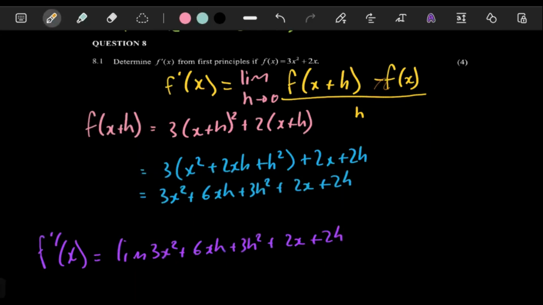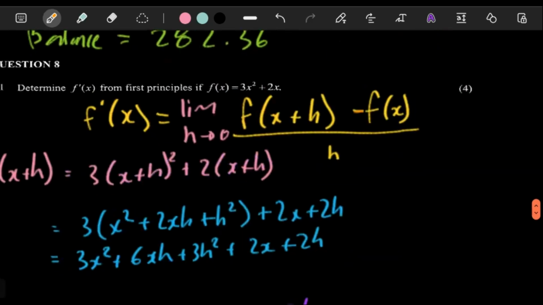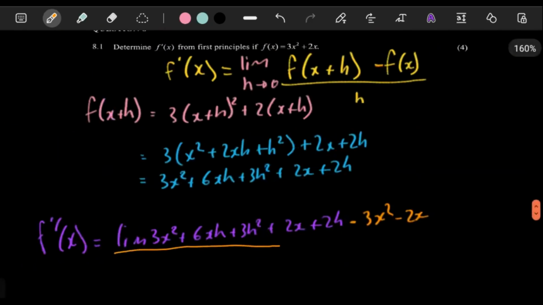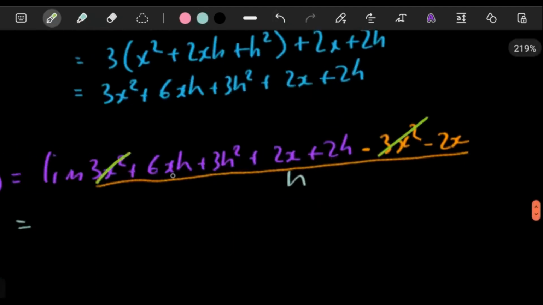Well, minus f(x). This is f of x, the equation of f. Since you're minusing it, this changes to a minus, this changes to a minus. So you're going to have negative 3x squared, negative 2x. The whole thing is over h, with the limit. So what now? This cancels this, and this cancels this.